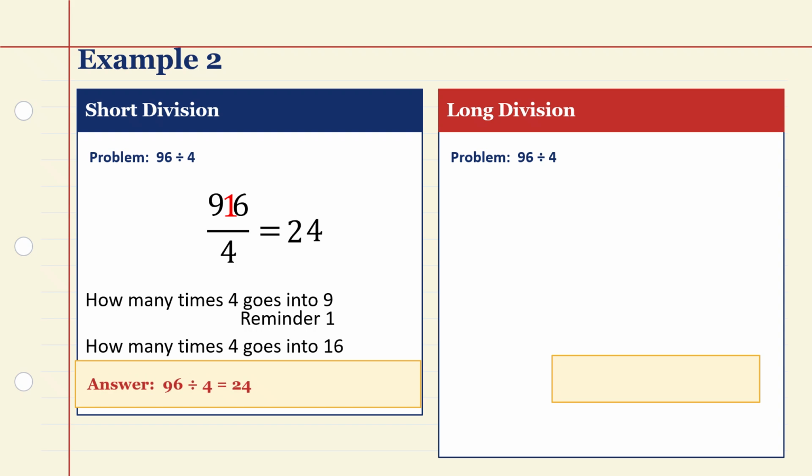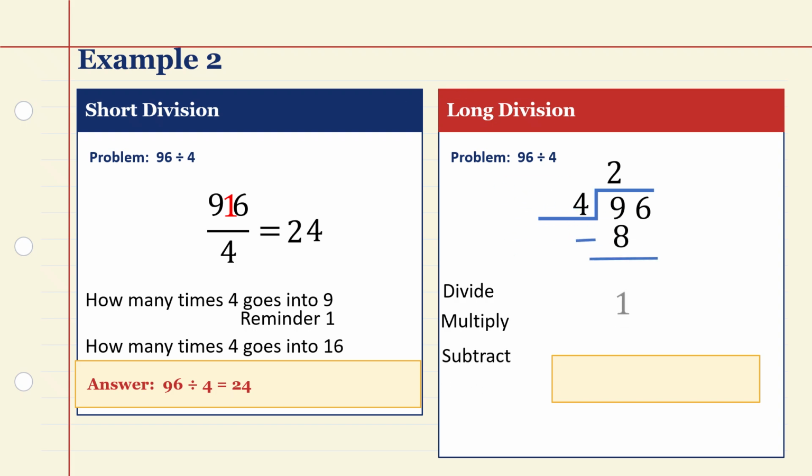Let's do the same using the long division. We write it in the bus stop method. We start on the left number. We have 4 steps. The first step is divide. 9 divided by 4 is 2. Multiply. 2 times 4 is 8. Subtract. 9 minus 8 is 1. Bring down the next number, which is 6. So it becomes 16.